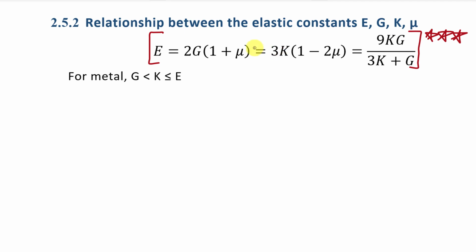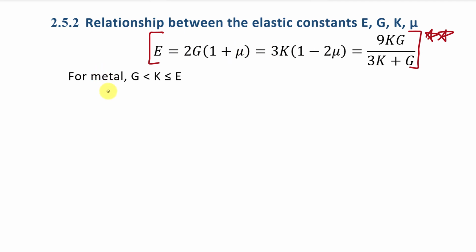If you know any two values of elastic constant, then you can find out another two values of elastic constant from this equation, right? If G and mu is given, then you can find out E. If K and mu is given, then you can find out E. And if K and G is given, then you can also find out E. And similarly, if you know E and G, then you can find out mu, and likewise.